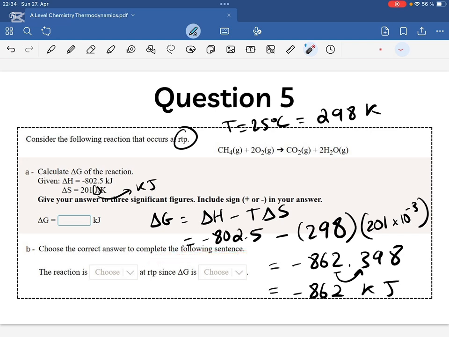Now, choose the correct answer to complete the following sentence. Since delta G is less than 0, the reaction is going to be feasible. Since delta G is negative, a delta G less than 0 indicates that the reaction will be feasible.